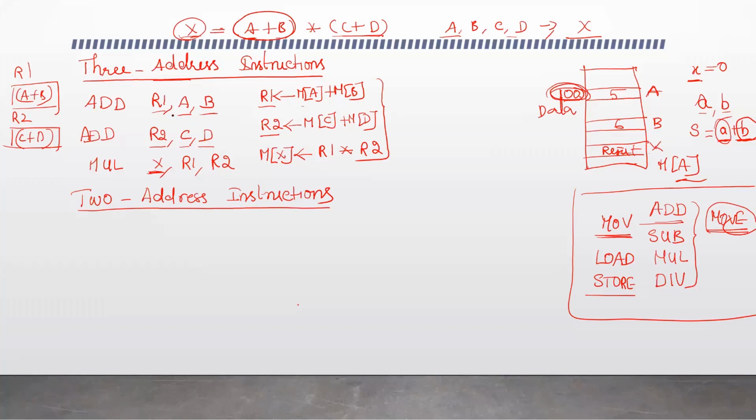How do we write it? We can't give 3 addresses here. Okay, so we need to take the addresses. Yeah, we need to have 2 addresses. We can have 2 addresses. It can be either a register address or a memory address.